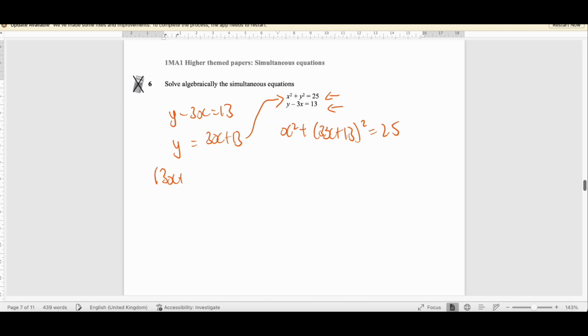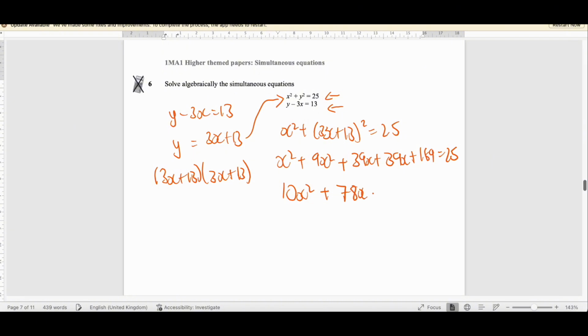I've got 3x plus 13 multiplied by 3x plus 13. So if I expand out the brackets, I get 9x squared plus 39x plus another 39x plus 169, all equal to 25. This I rearrange, so if I put all the x squareds together, I get 10x squared plus 78x, and then I'm going to minus 25 from both sides, so I've got plus 144 is equal to 0.